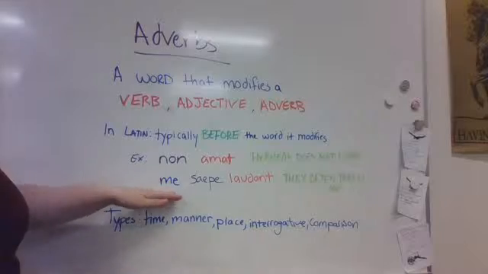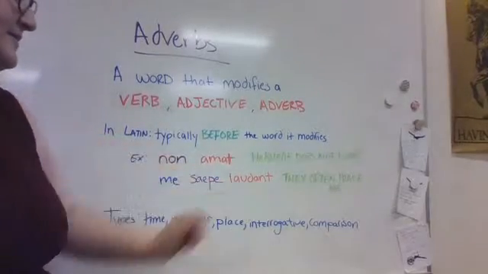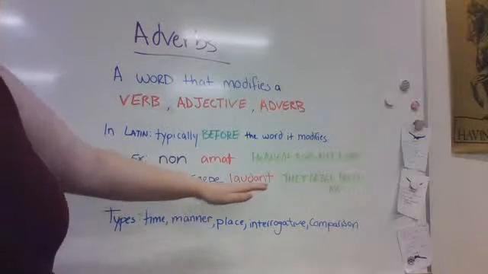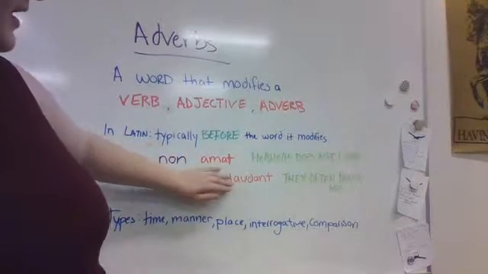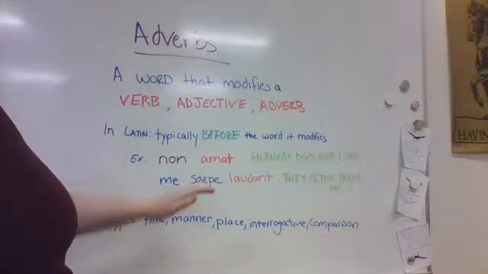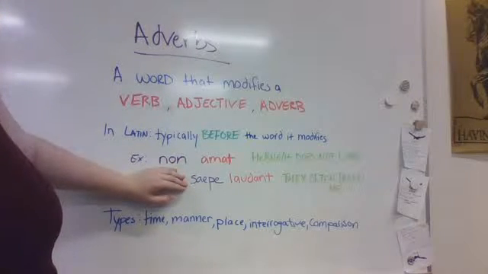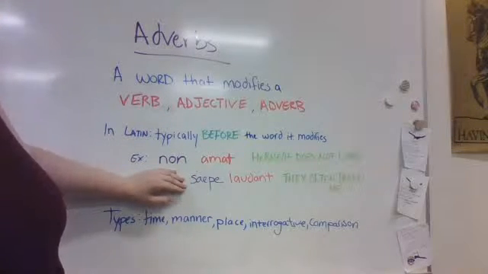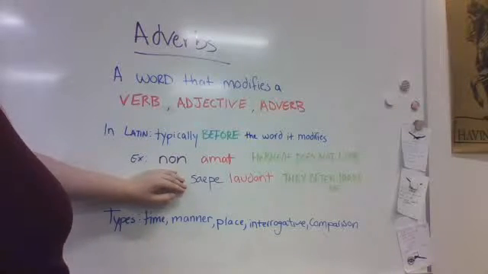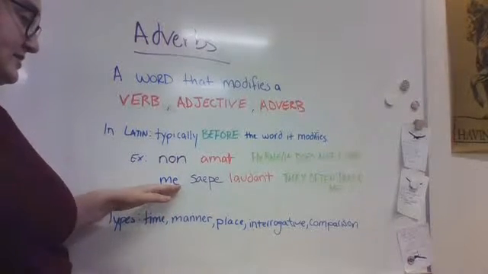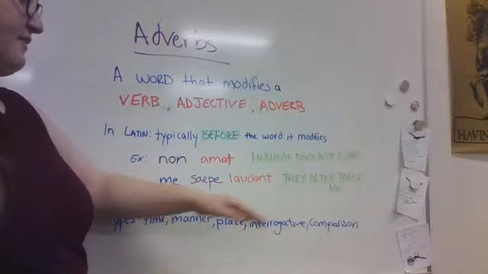Another example, me saepe laudant. Saepe is the adverb and is modifying the verb laudant. Laudant means they praise in the present tense. If I were to take away this and just do the adverb and the verb that it's modifying, often they praise, and often they praise me. So me will be accusative, the direct object, then the adverb, and then the verb.